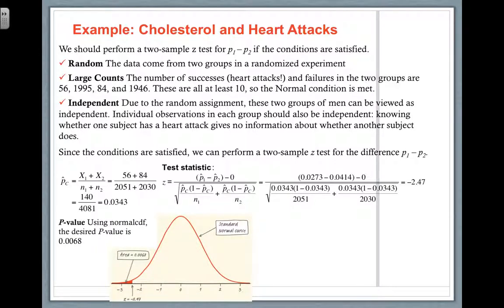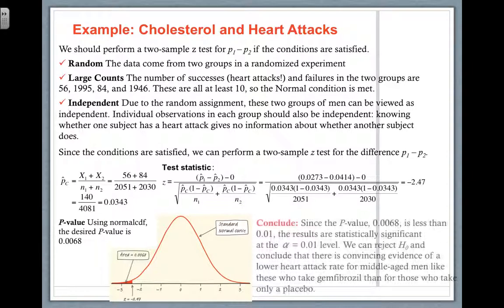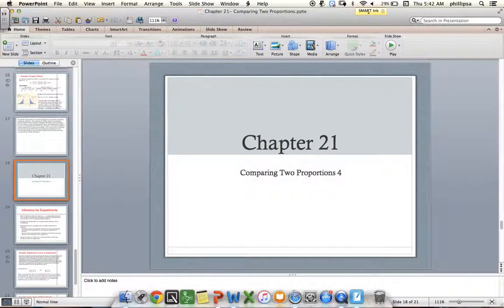Now I'm going to rely on normalcdf to help me find my p-value. I will get a p-value of 0.068. Because 0.068 is less than my significance level, we'll say that the results are statistically significant. Therefore, we will reject our null and conclude that there is convincing evidence of lower heart attack rate for middle-aged men like those who take the drug rather than those who take only a placebo. And that's it for Chapter 21.